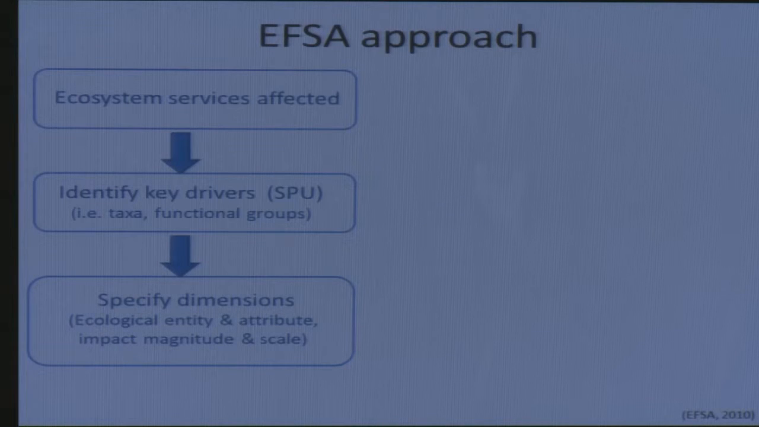Then for each of those key drivers, say, okay, what do we need to protect? What's the entity? Is it the individual? Is it the population? Is it the community? And what are the attributes of those entities that we need to protect? Is it population abundance? Is it individual behaviour? Again, we're narrowing down to making something that we can actually look at within our risk assessment.